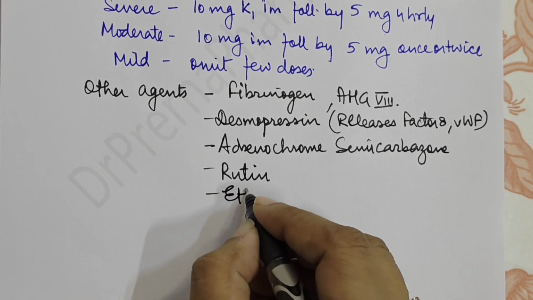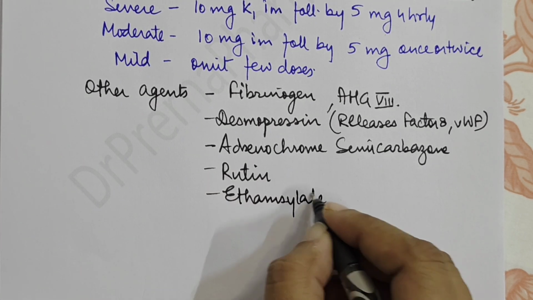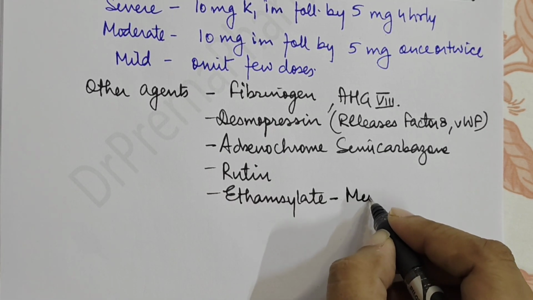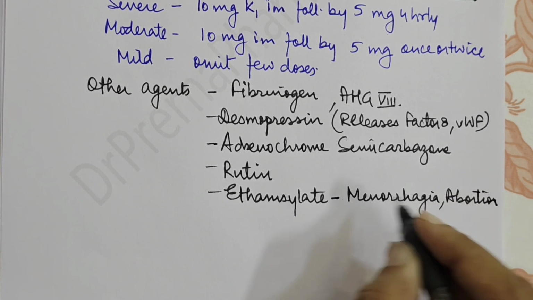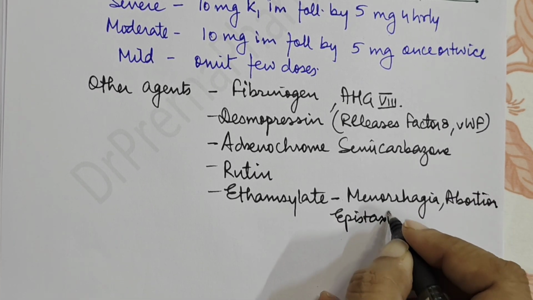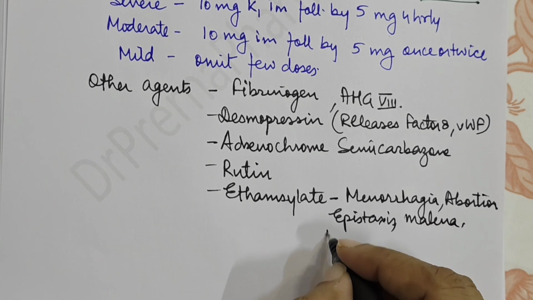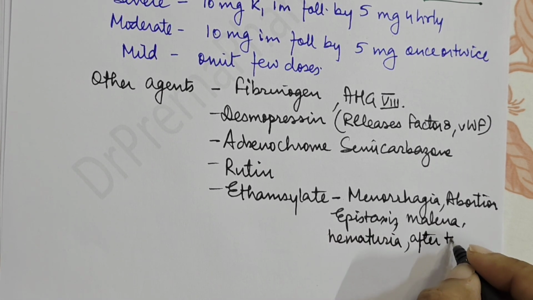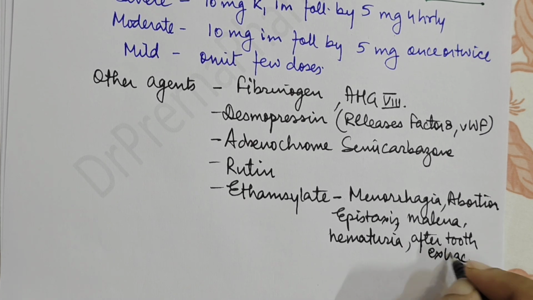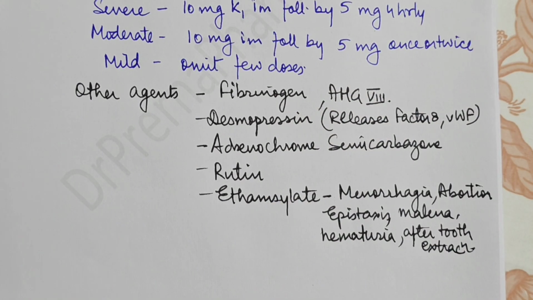Then we have ethamsylate, which is very commonly used in many hemorrhagic conditions like menorrhagia. Then it is used in abortions. Then epistaxis, melena. Then hematuria. After tooth extraction, ethamsylate is used as a coagulant to stop the bleeding.